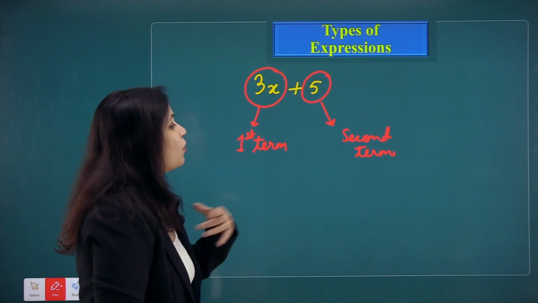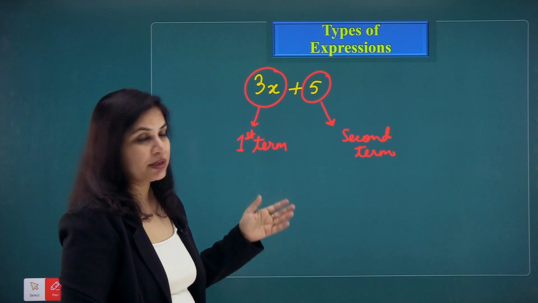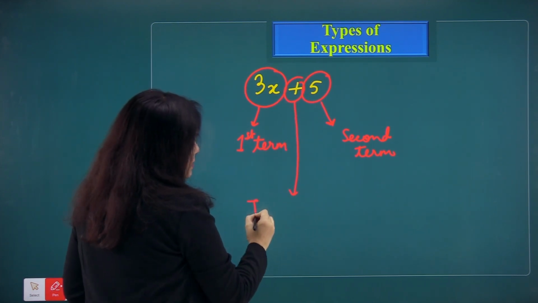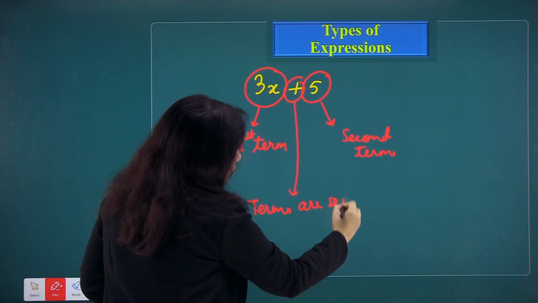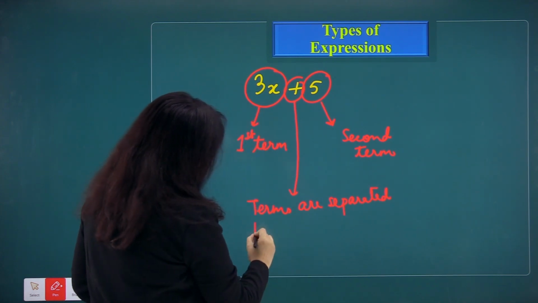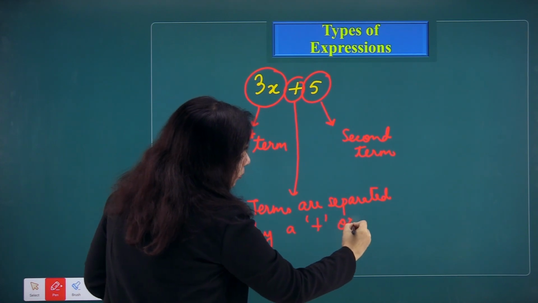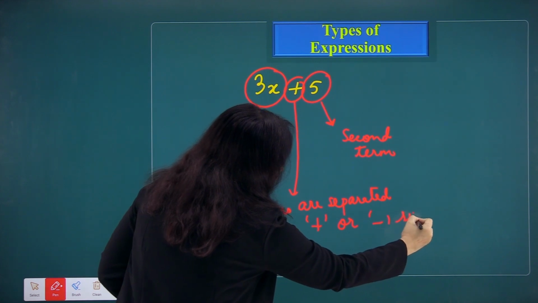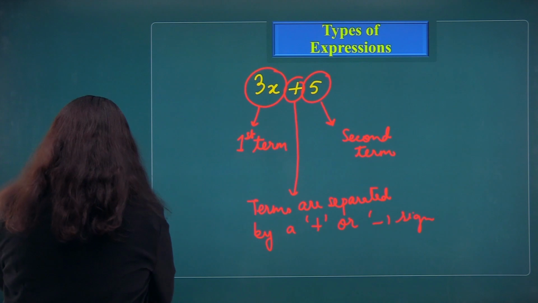Now, why do we call them first term and second term? How do we know that these are the two separate terms? This plus sign. So terms are separated by a plus or a minus sign. Terms are separated by a plus or a minus sign.